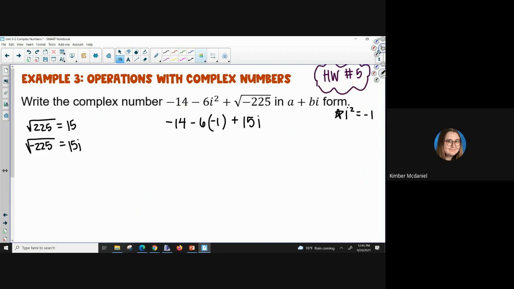Now right here, what should we do next to simplify? Multiply negative 6. Right, so we're going to do negative 6 times negative 1 first, because remember, you're following the order of operations. Okay, so negative 6 times negative 1 gives us positive 6. So I have 14 plus 6 plus 15i. And if I combine like terms, what's going to be my final expression? Negative 8 plus 15i.